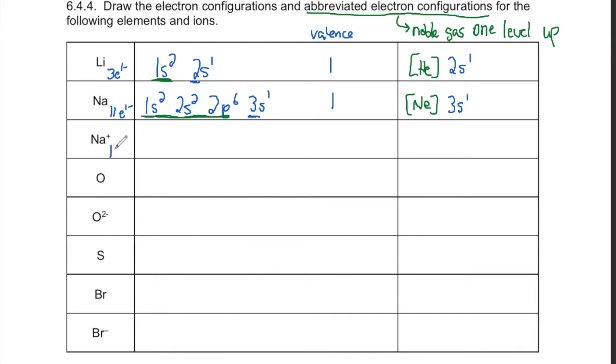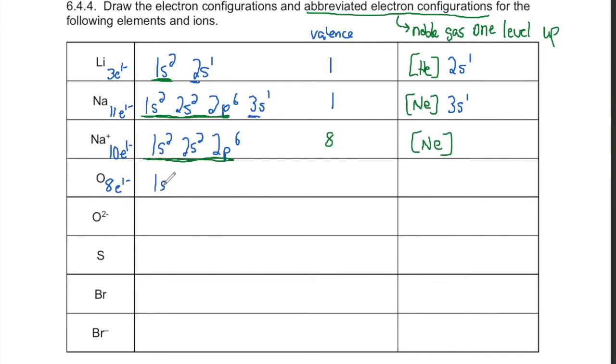When they form a +1 ion, or when sodium forms a +1 ion, it has 10 electrons. And when it does that, now it looks just like neon. Now its outermost shell is the 2nd shell, which has 8 electrons in it, and it looks just like neon, and that's what it wants to look like.